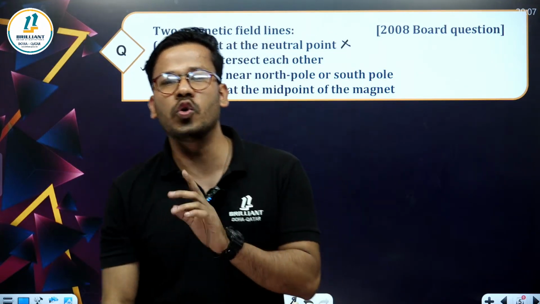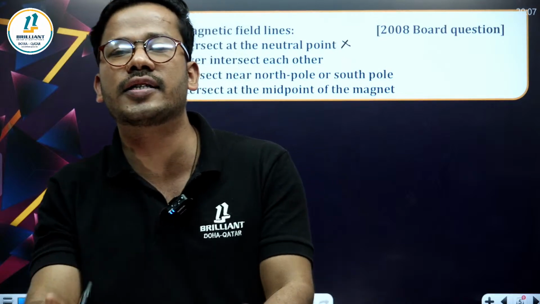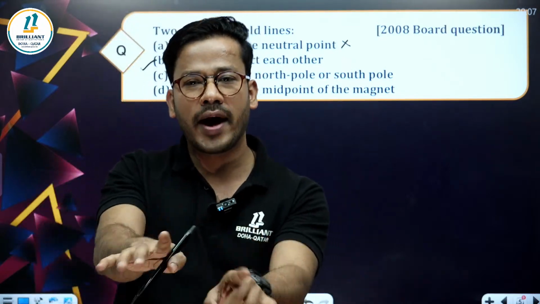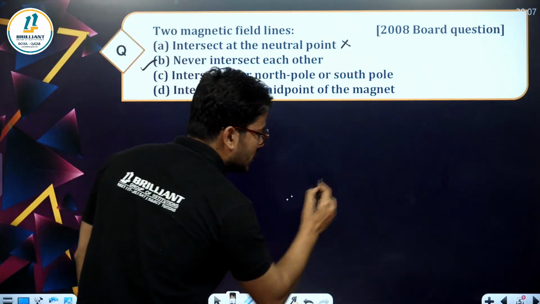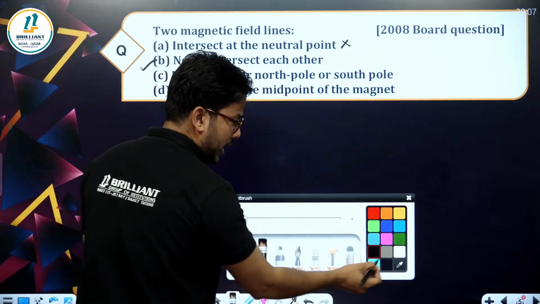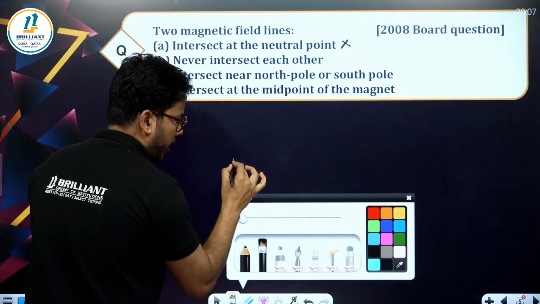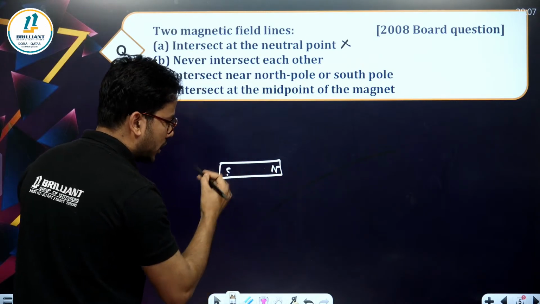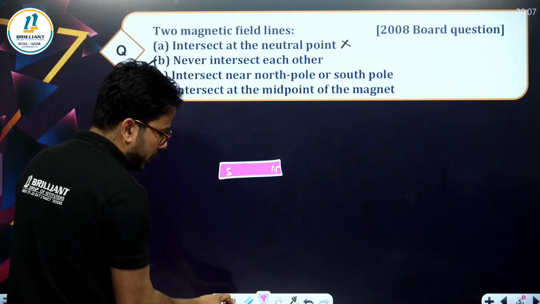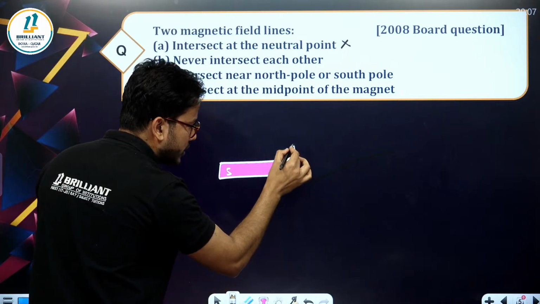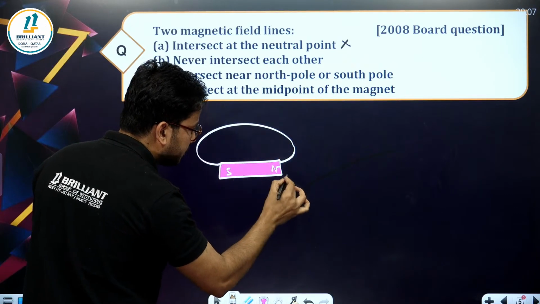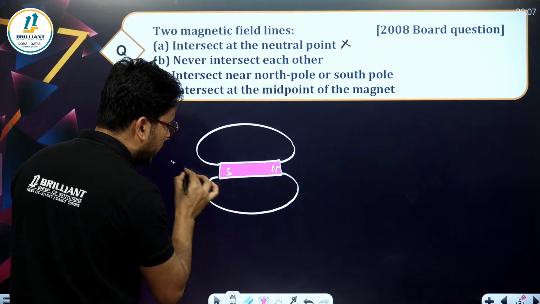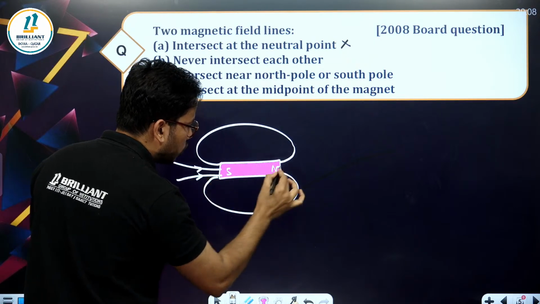So we know two magnetic field lines are never going to intersect with each other. Why is it so? Let's say we have drawn a bar magnet like that. Suppose this is the North Pole and this is the South Pole. In a bar magnet, guys, the magnetic field starts from north to south externally. North to south externally. Internally, you're going to tell me, sir, it starts from south to north.